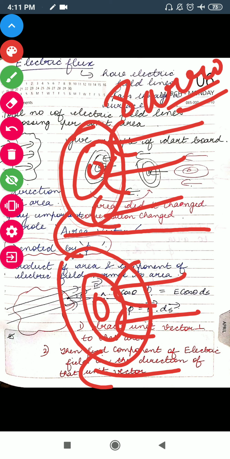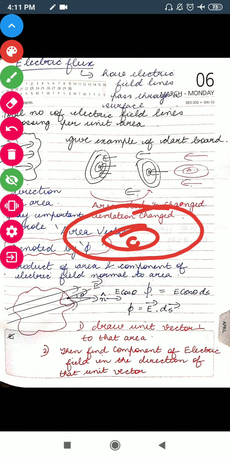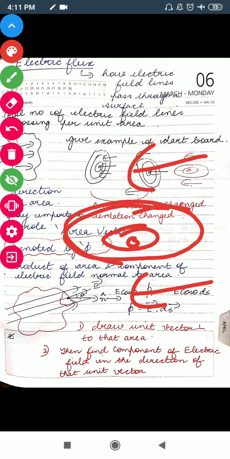Now what I do is I make this dartboard completely horizontal. So few arrows will move from upwards, few arrows will move from downwards, and nothing is going to strike this particular dartboard. So what we are doing is we are changing the orientation of the area, and as per the orientation, the number of electric field lines that have to cross that particular surface are getting reduced.